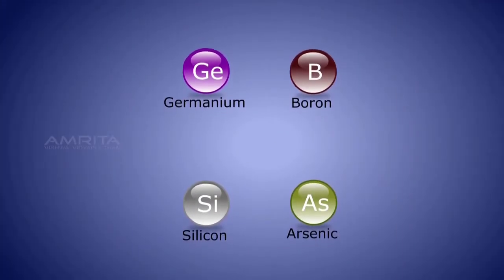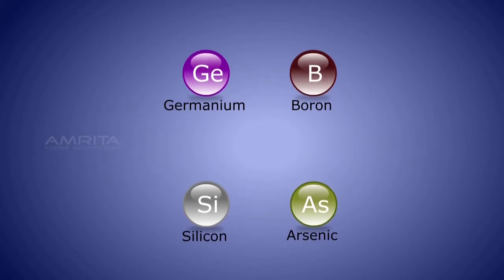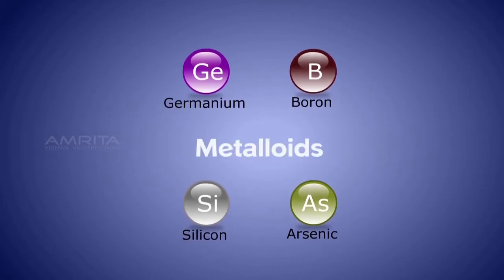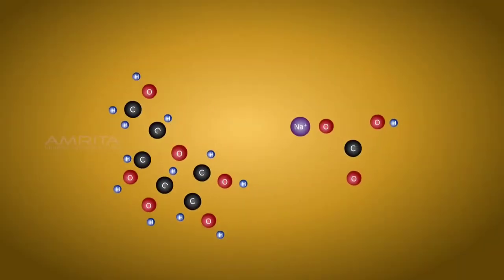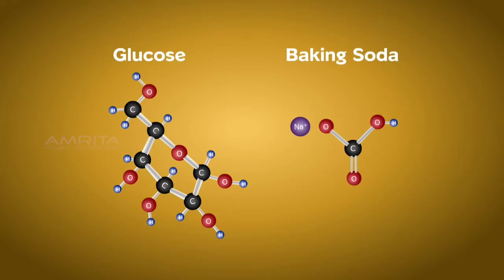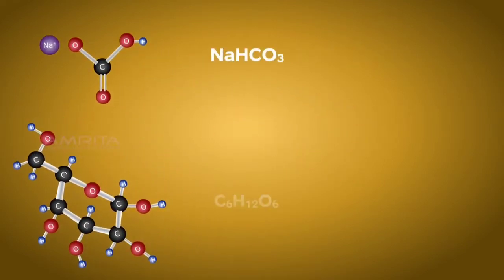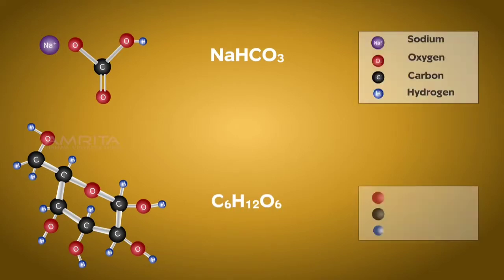There are some elements which behave like metals and non-metals, which are called metalloids. Compounds. A compound is a pure chemical substance composed of two or more chemical elements, such as sugar and baking soda. In a compound, the component elements are present in a fixed ratio. The properties of a compound are different from that of its component elements.